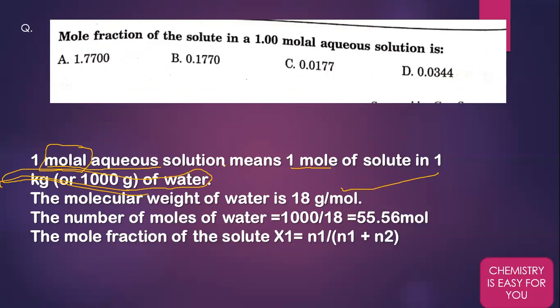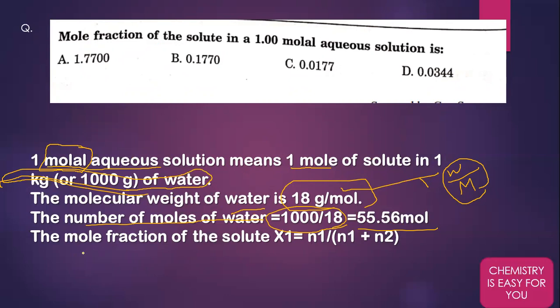Since it is an aqueous solution, here you have the weight of water. The molecular weight of water is 18 gram per mole. First of all, we will find the number of moles of water. So the total number of moles will be given mass by molar mass, which will be W by M, which is equal to 1000 by 18, or 55.56.